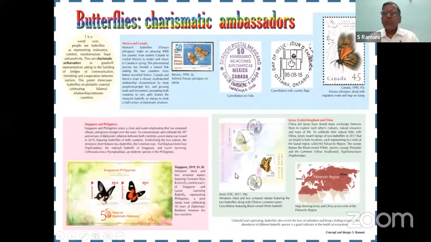Another interesting feature is this, where Jersey and China have produced a stamp. That is, Jersey produced a stamp of two butterflies. There are actually four or five others which are also there, but these two I am showing you here, which are found both in Jersey as well as in China. The greatness about this is that this is known as the Palearctic region. So that is a zoogeographic region. And in this entire zoogeographic region, Jersey is at one end and China is at the other end. So to celebrate the relationship between Jersey and China, this particular butterfly was used. And this particular butterfly is found both in Jersey as well as China, the two ends of the Palearctic region. So that is why this stamp gains greater importance.